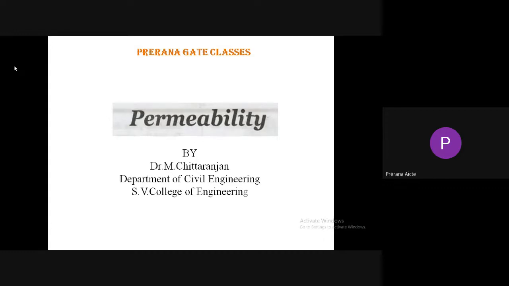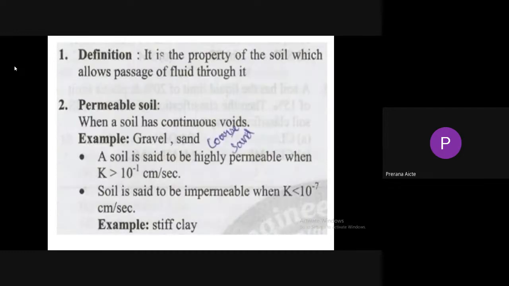Now I am going to explain what we mean by permeability. It is the property of the soil which allows the passage of fluid through it. Permeability means the ability of soil to allow water to pass through it, or the ease with which water can flow through the soil mass. When a soil has continuous voids, it is called permeable soil. For example, gravel, sand, and coarse sand.